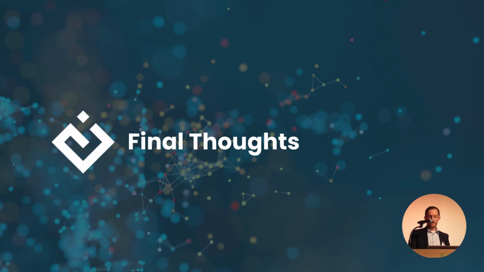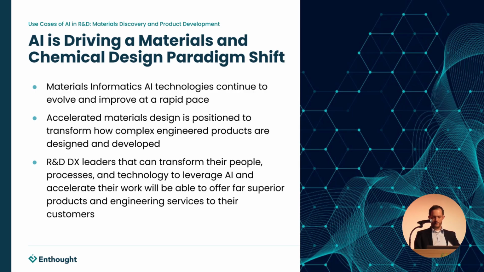So with that, I'm out of time, and I'll leave you with my concluding thoughts. We are at an exciting time in industrial materials and chemical R&D. AI technologies are dramatically accelerating innovation in ways that can have a major impact on how engineered products are designed. Concurrent materials design offers big opportunities for both material suppliers and part designers that can leverage AI in the right ways.